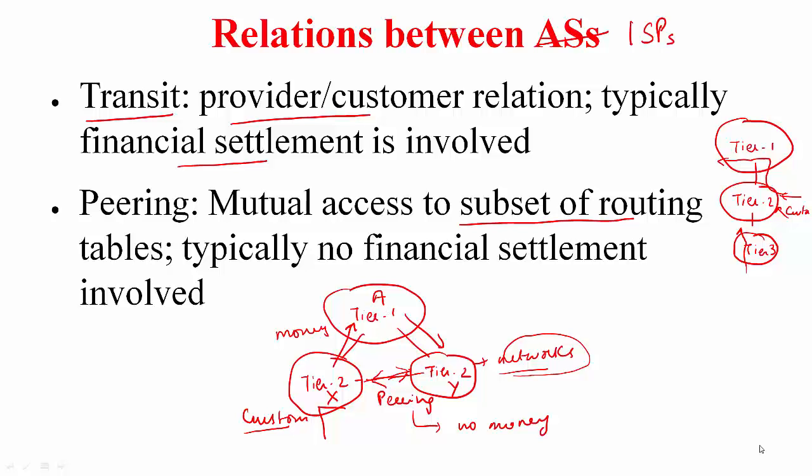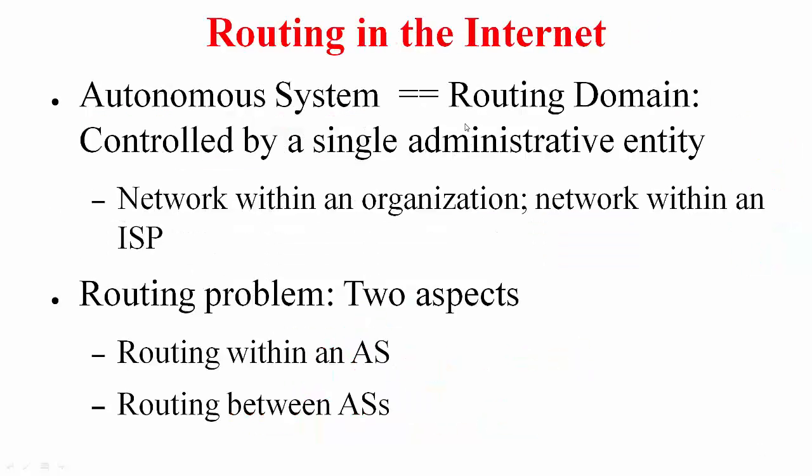So with these relations as a background, let's see how routing is done in the internet. I had mentioned the term routing domain before. Basically, all the routers that are controlled by a single administrative entity form a routing domain. Another name for routing domain is an autonomous system, AS. We will use both these terms interchangeably. So any network within an organization or a network within an ISP, where by network here I mean a network of routers, forms an autonomous system.